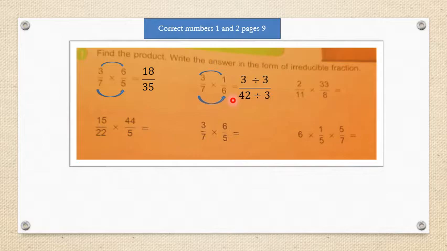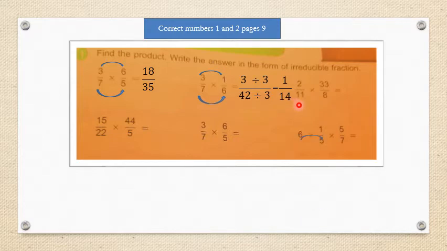But how do I know that a number is a multiple of 3? The sum of its digits is a multiple of 3, or is divisible by 3. Here I have 42. 4 plus 2 is 6 and 6 is a multiple of 3. So 42 is a multiple of 3. To find an irreducible fraction, I have to divide both the numerator and denominator by the same factor, which is here 3. 3 divided by 3 is 1, and 42 divided by 3 is 14. 1 over 14 is an irreducible fraction. We can't divide anymore both the numerator and denominator by the same number.